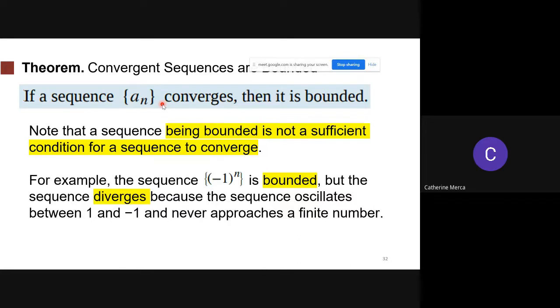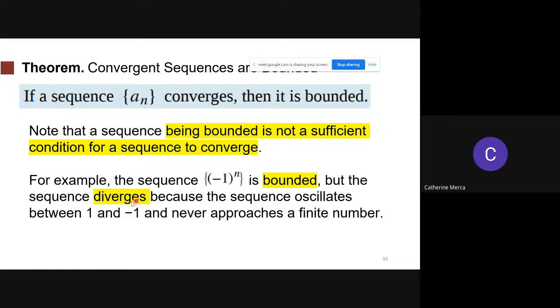For example, kaning inyuhang sequence nga negative 1 to the n. Diba? Nasolve naman natin last time nga, negative 1 to the n, when n is equal to 1, we'll have negative 1. When n is equal to 2, ma-add to siya sa positive 1. When n is equal to 3, mahimo siya negative 1. So mag-oscillate lang siya between positive and negative. It will not approach a finite number.